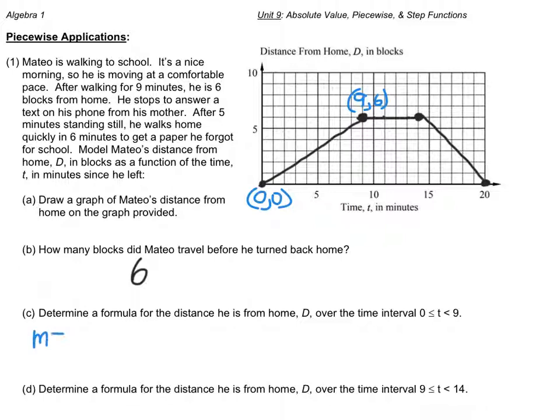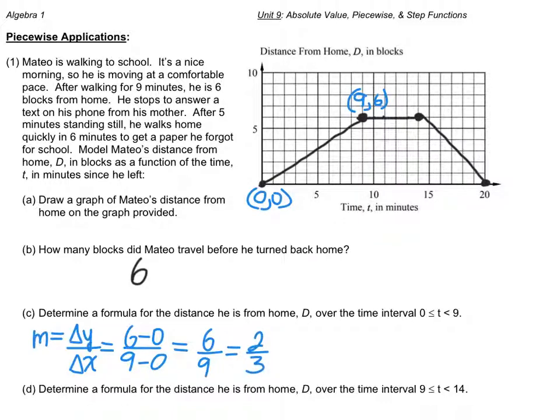We need a slope, which is change in y over change in x. So rise over run, 6 minus 0 over 9 minus 0. All right, so simplify that, you get 6/9, which reduces down to what? 2/3. All right.